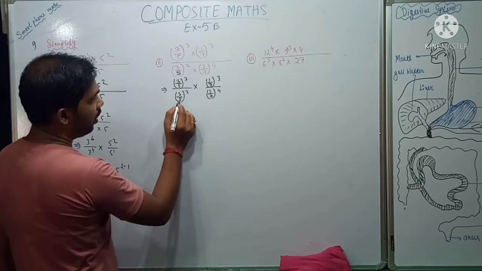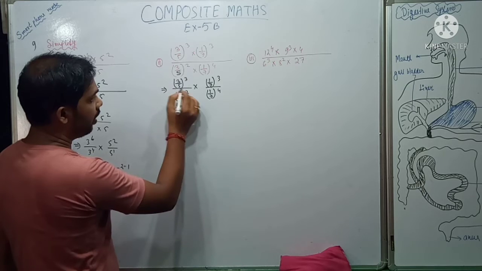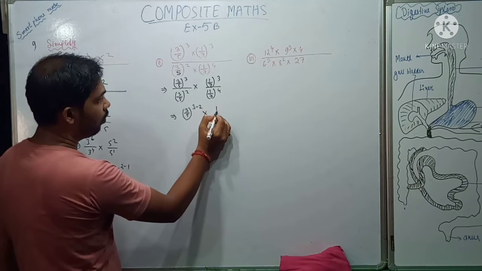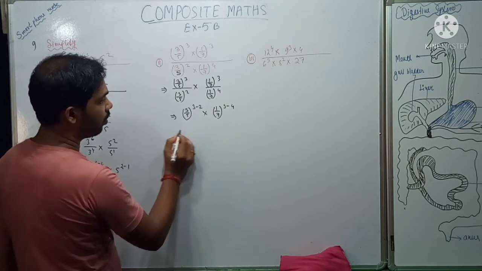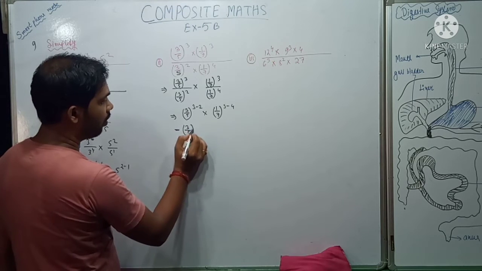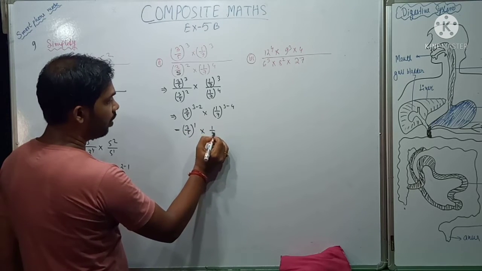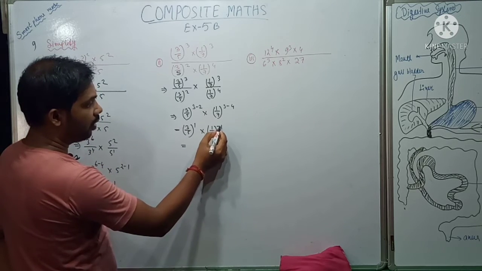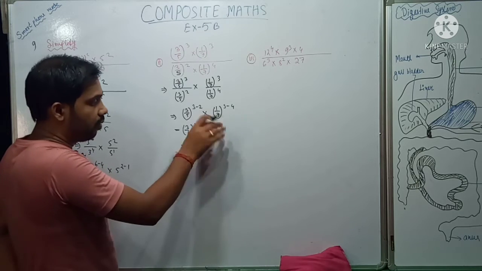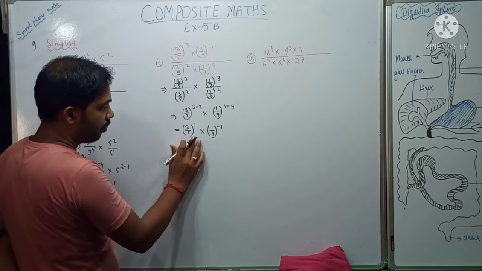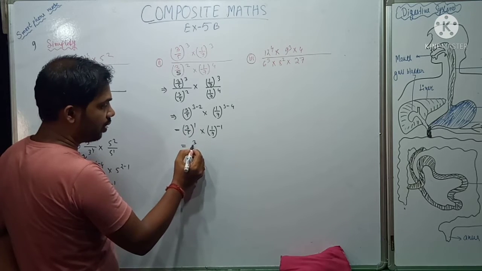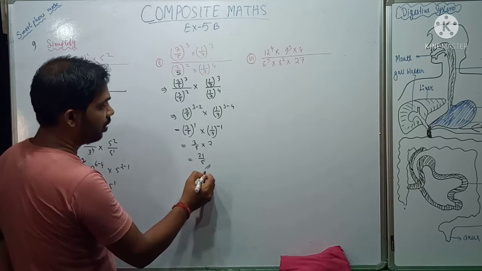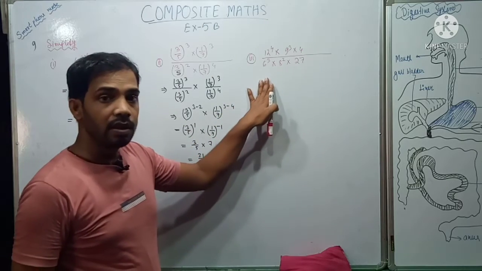So you know that when bases are same and divided, the powers are subtracted. So it will be 3 by 5 whole power 3 minus 2 into 1 by 7 whole power 3 minus 4. So it is 3 by 5 whole power 1 into 1 by 7 whole power minus 1. So how much will we get? You see, when power is negative, then you can flip the number. This one will remain same because power is positive. So it is 3 by 5 into 7. 3 sevens are 21, so 21 by 5. This is our answer.